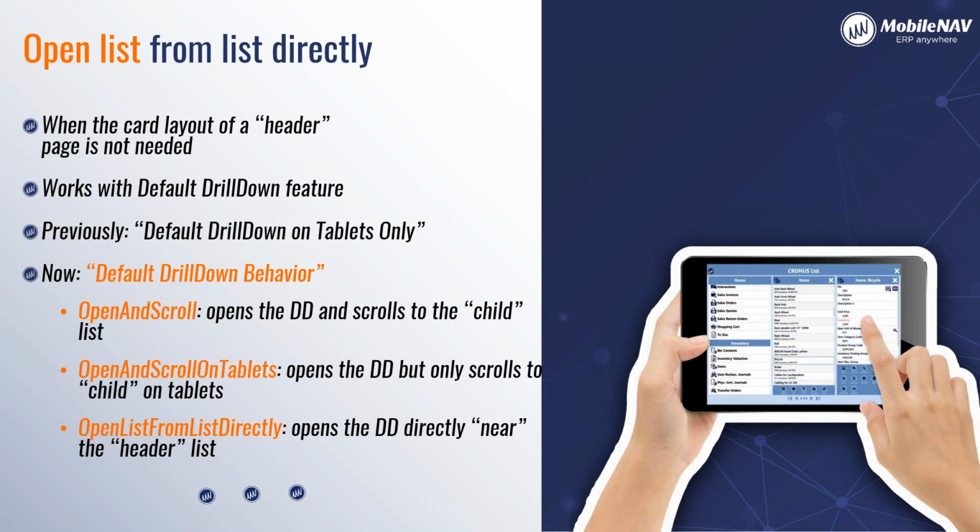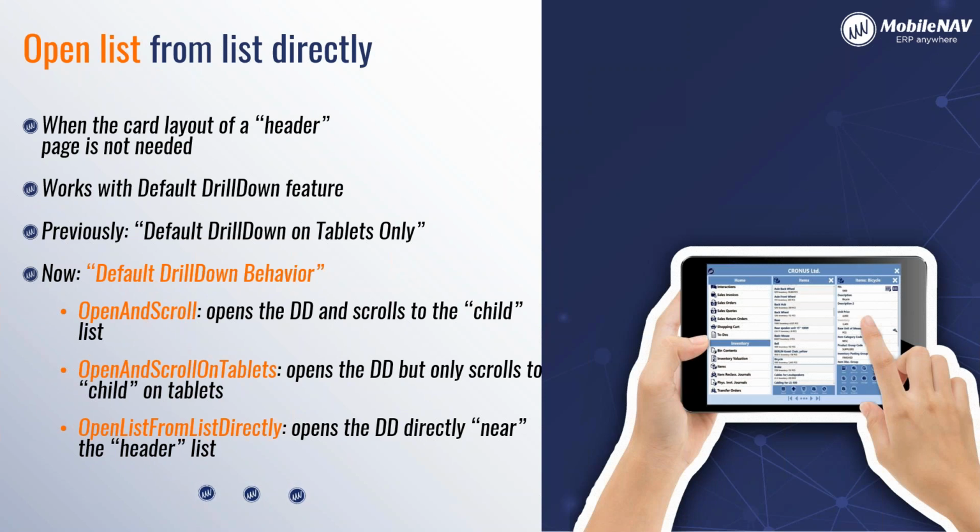The second option is open and scroll on tablets, which is the higher default drill down tablets only feature. So basically that will open the drill down, but it will only scroll on tablets. So on phones, the focus will stay on the header card.